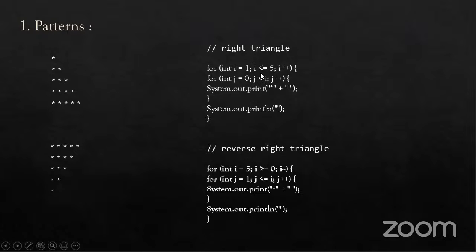So 0 less than 1, then J will increment. Inside, we are printing a star. What we need to print, we need to give inside the print statement. So star. And if we need a space in between, we can give a space also. So it will print this pattern like that.